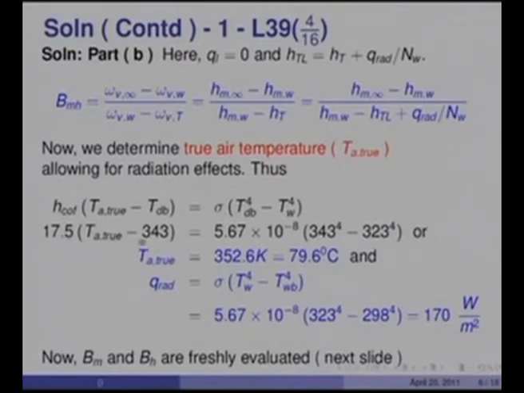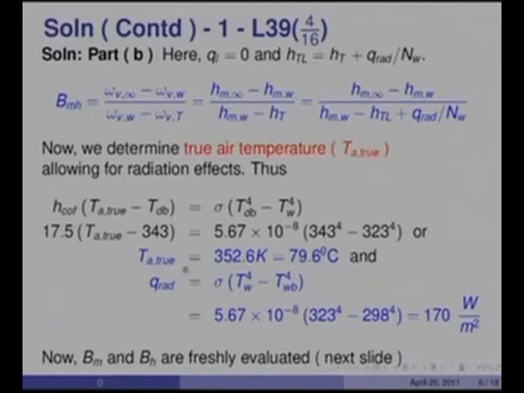So, Ta true minus 343, which was 70 degree centigrade, equals 5.67 into 10 raised to minus 8, which is the Stefan-Boltzmann constant, into 343 raised to 4 minus the wall temperature, which is 50 degrees or 323, raised to 4. Which gives us Ta true equal to 352.6 K, equal to 79.6 degrees centigrade. So, remember, in this case the dry bulb temperature itself was not reading correctly, and the true air temperature is in fact 79.6 degrees centigrade.